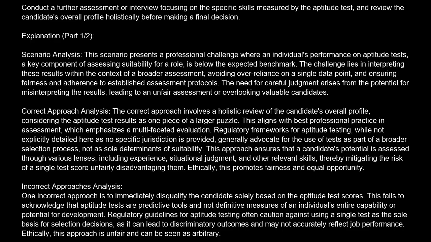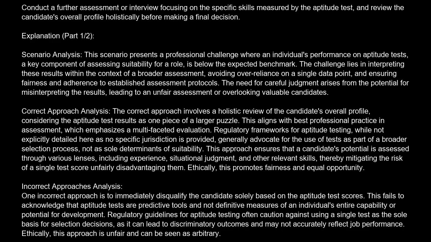Incorrect approaches analysis. One incorrect approach is to immediately disqualify the candidate solely based on the aptitude test scores. This fails to acknowledge that aptitude tests are predictive tools and not definitive measures of an individual's entire capability or potential for development. Regulatory guidelines for aptitude testing often caution against using a single test as the sole basis for selection decisions, as it can lead to discriminatory outcomes and may not accurately reflect job performance. Ethically, this approach is unfair and can be seen as arbitrary.